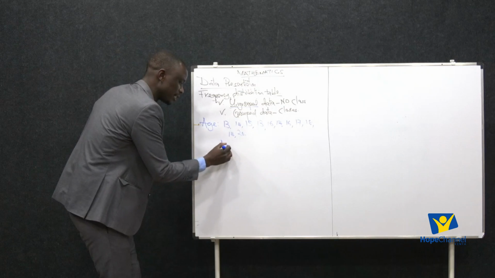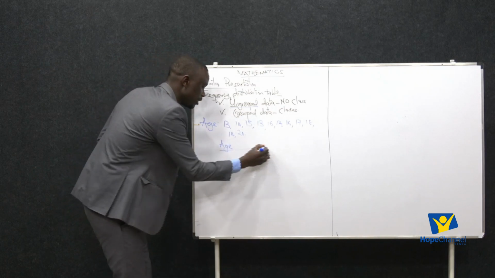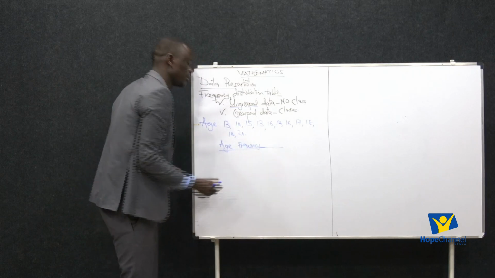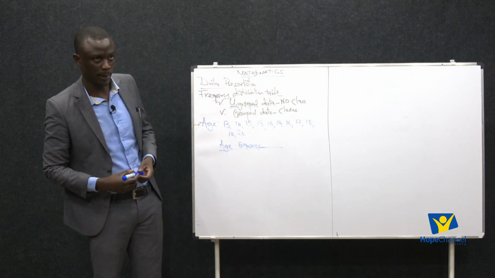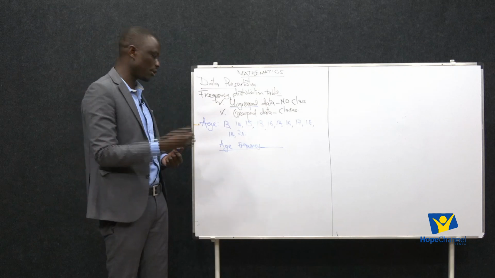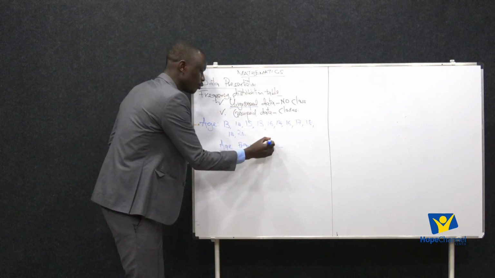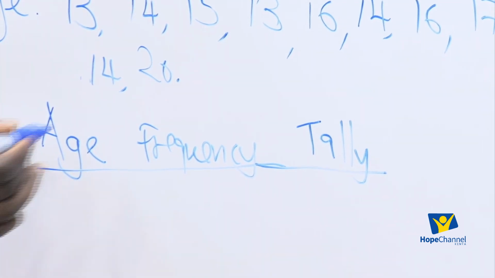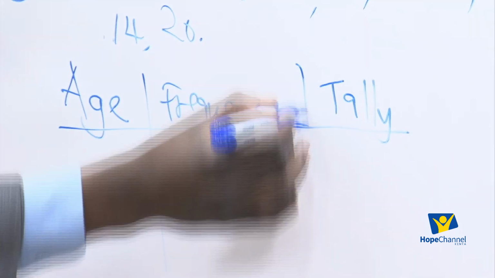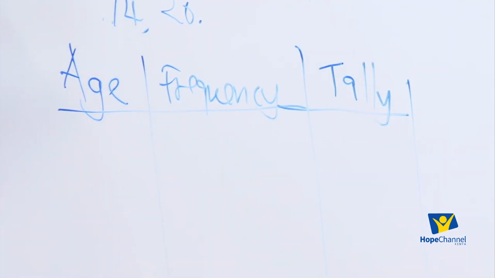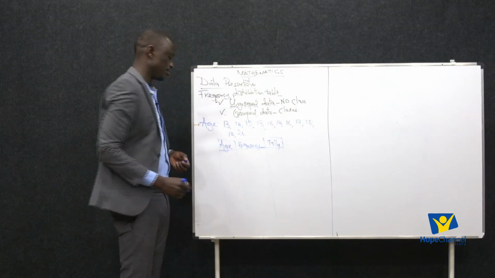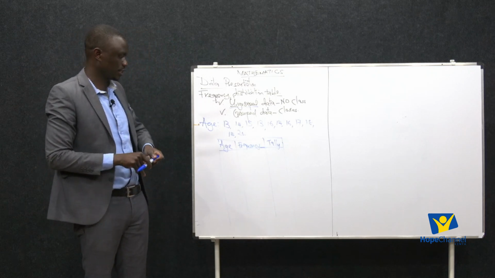So I can just have a table. I have the age, then I have the frequency. A commonly introduced column here is a column of what we call tally. So I will have a table, my nice table. In mathematics, you must always be presentable, so your table must also be very nice.